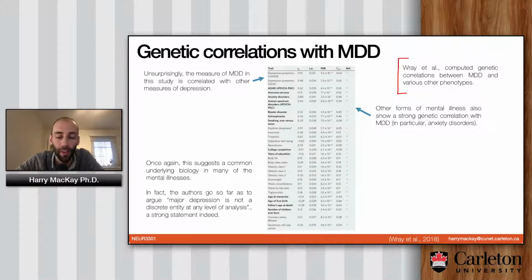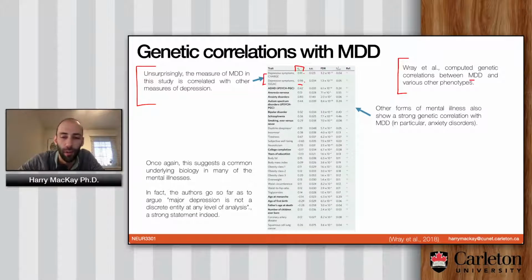The authors of this paper looked at the genetic correlations between major depression and various other phenotypes. And probably not surprisingly, the phenotypes that were most genetically correlated with major depression, as measured by the authors here, were just other measures of depression. So you've got the CHARGE scale or the SSGAC scale. Those were very high correlations. The R, this number here, is what actually tells you the correlation coefficient. So 0.91 and 0.98 are extremely high correlations, almost perfect correlations.